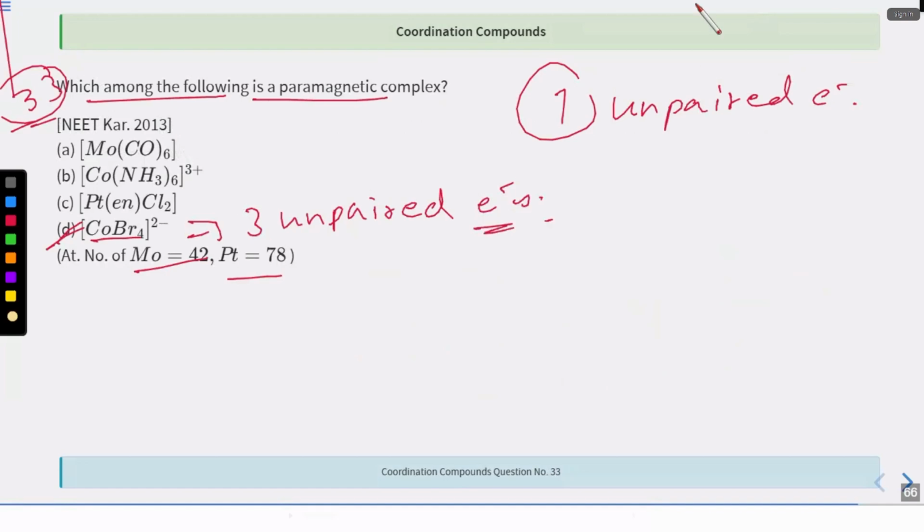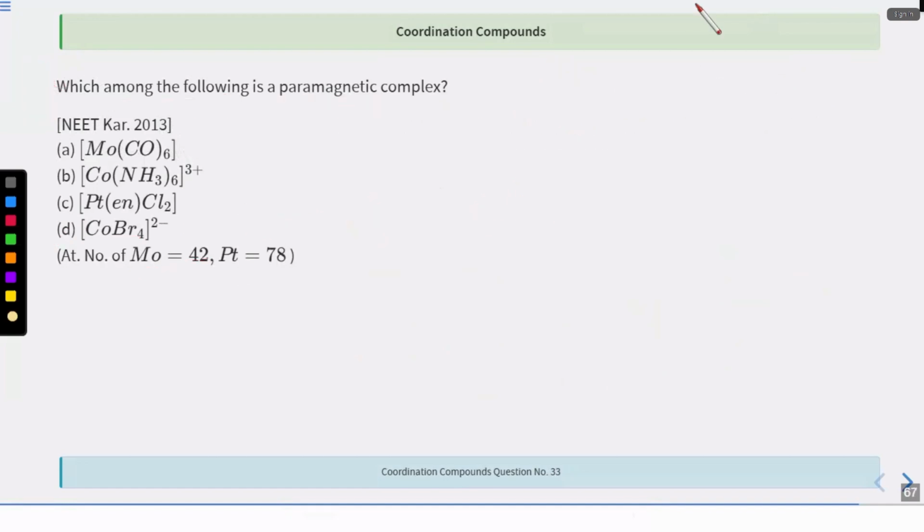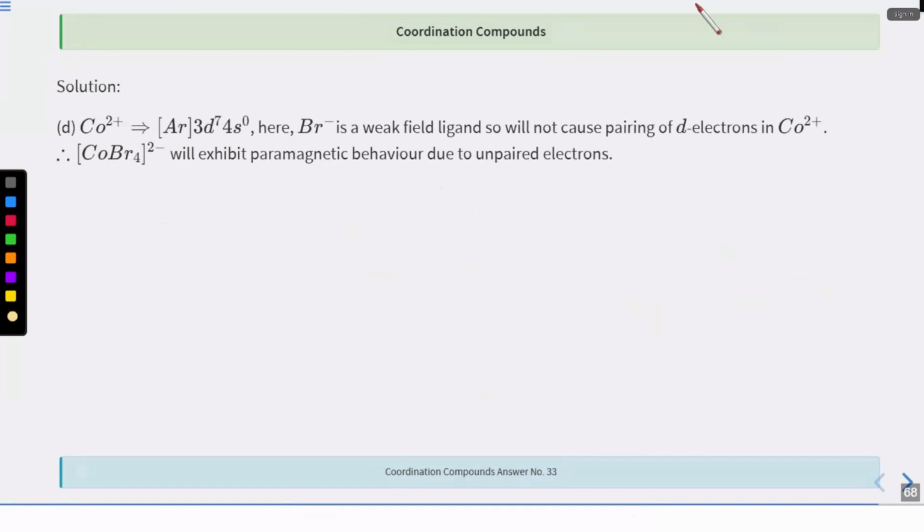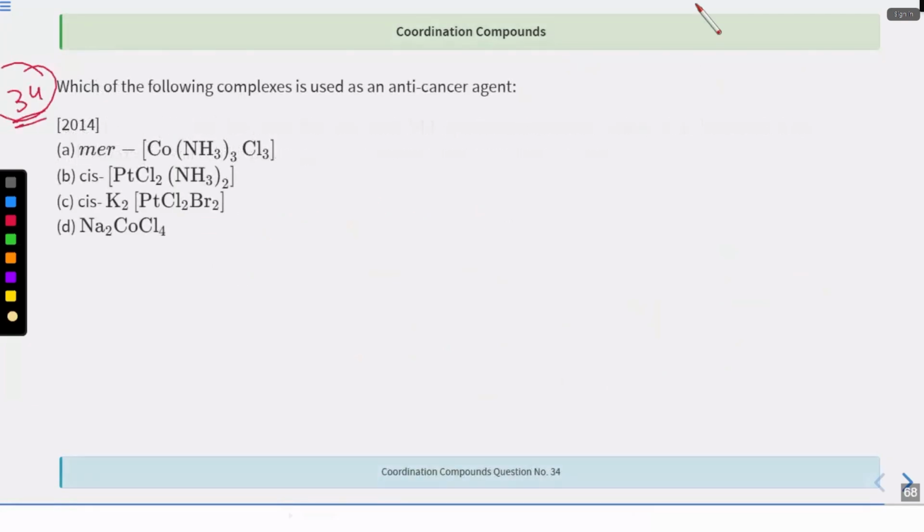Okay, so option number D is the right option. Moving ahead with question number 34. Which of the following complexes is used as an anti-cancer agent?